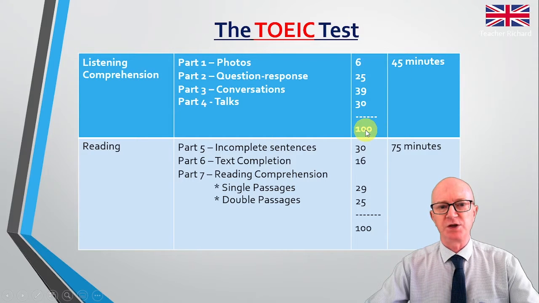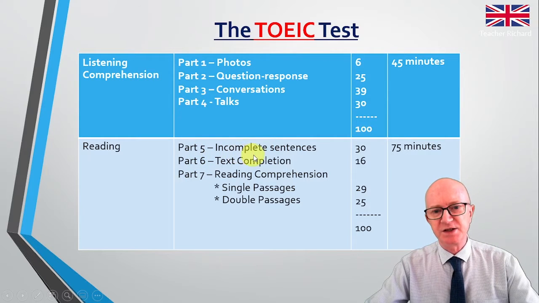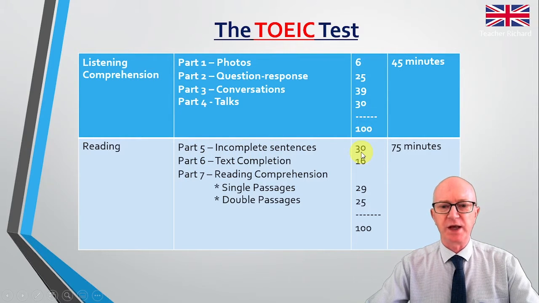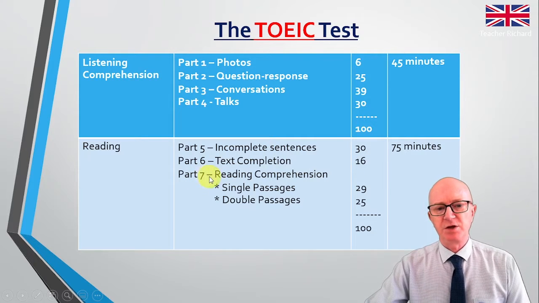And there's 100 questions. The second part of the TOEIC test, reading, we have 3 parts here. We have part 5, incomplete sentences. There are 30 questions on incomplete sentences. Part 6, text completion. There are 16 questions on this. Part 7 has 2 parts. Part 7, reading comprehension. There are single passages, 29 questions, and double passages, 25 questions. A total of 100 questions.